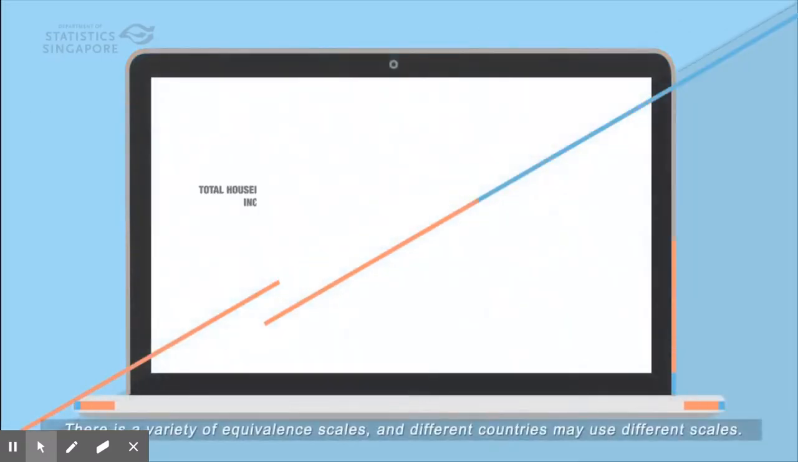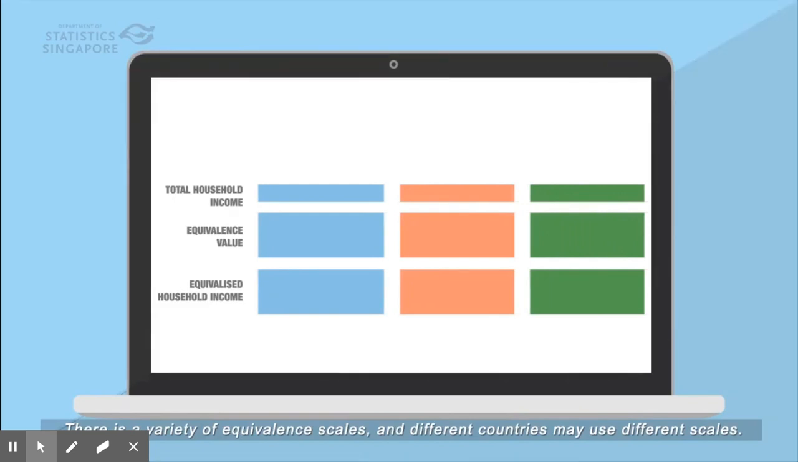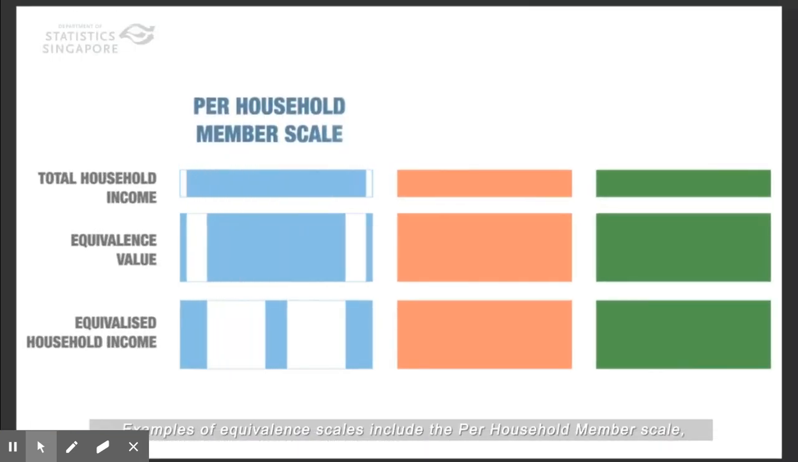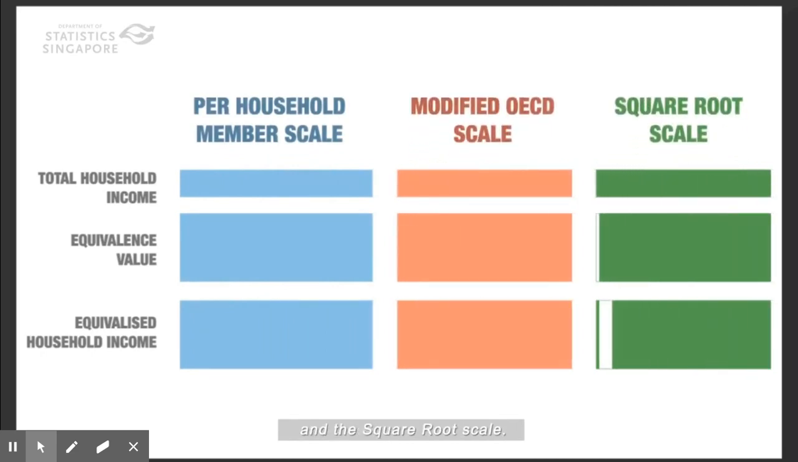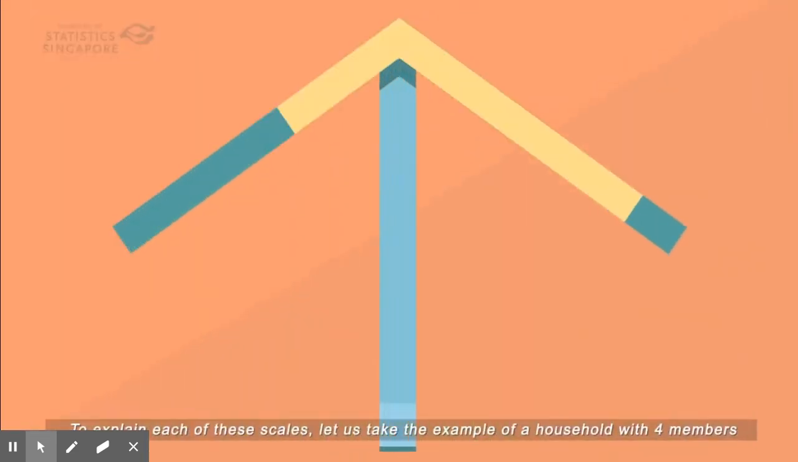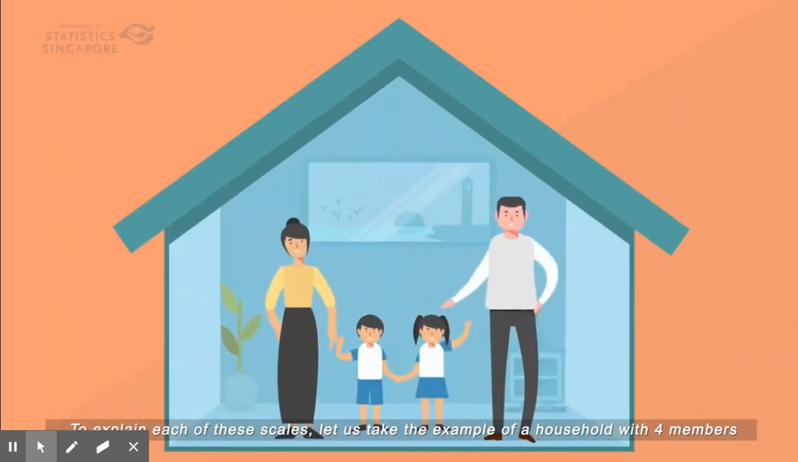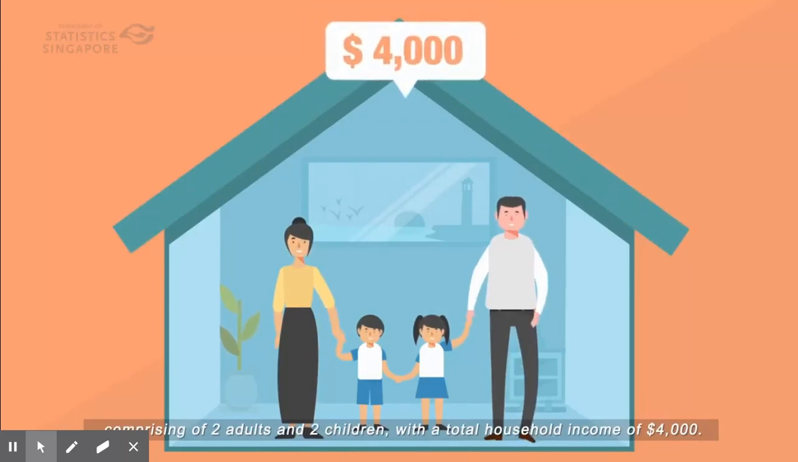There is a variety of equivalent scales, and different countries may use different scales. Examples of equivalent scales include the per household member scale, modified OECD scale, and the square root scale. To explain each of these scales, let us take the example of a household with 4 members, comprising 2 adults and 2 children, with a total household income of $4,000.